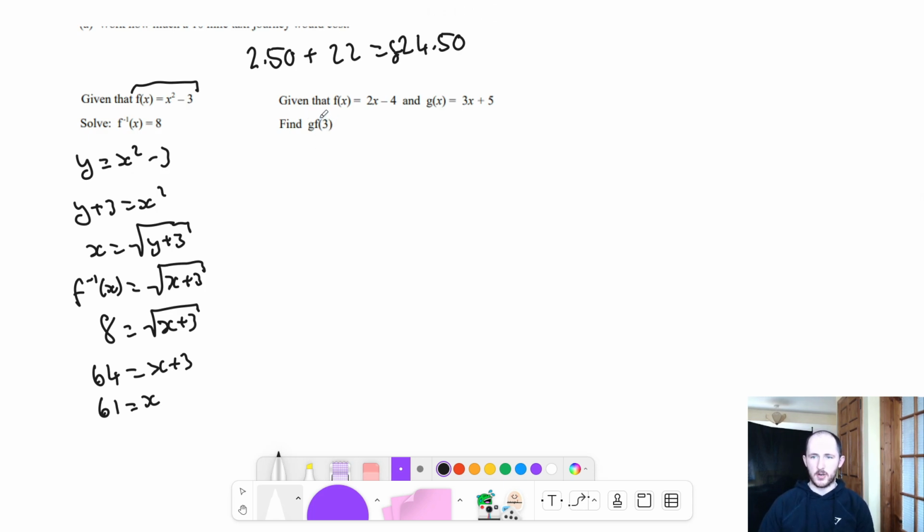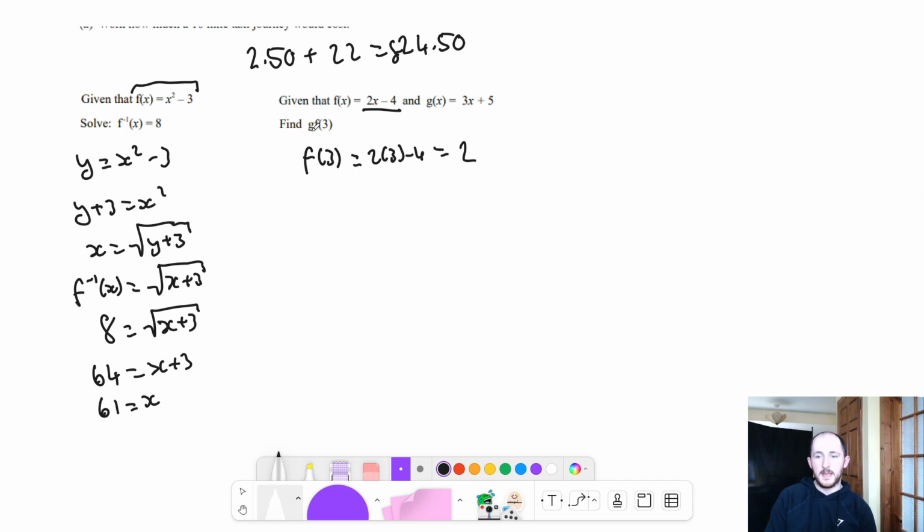What this means is you're going to find what f of 3 is, and take that answer and sub it into g. So f of 3 is 2 times 3 minus 4, right? Because that's what f is. 2 times 3 is 6, minus 4 is 2.